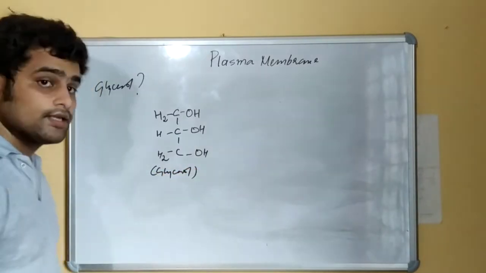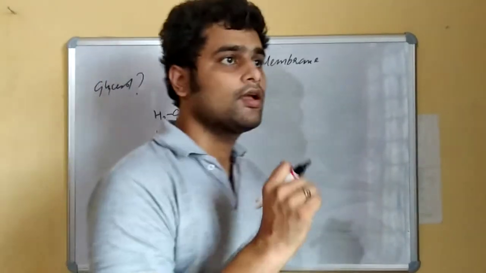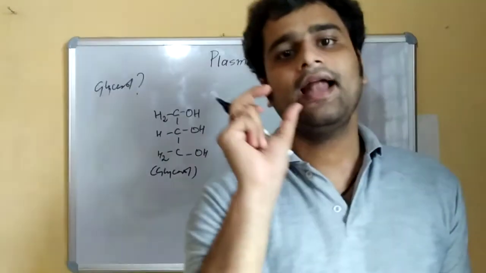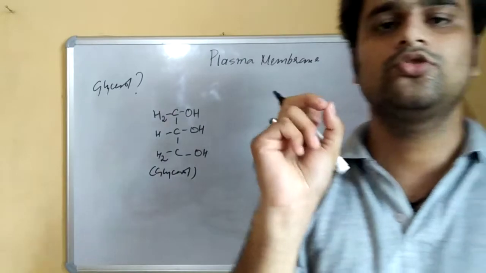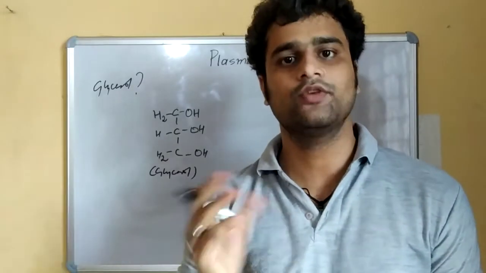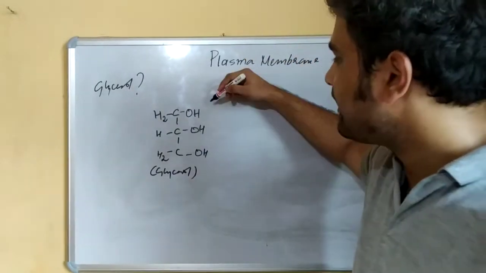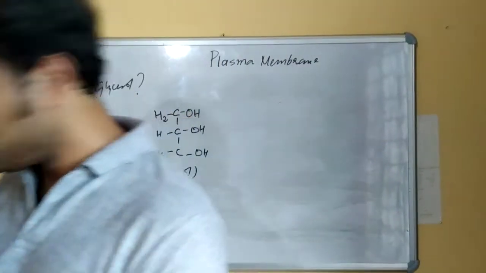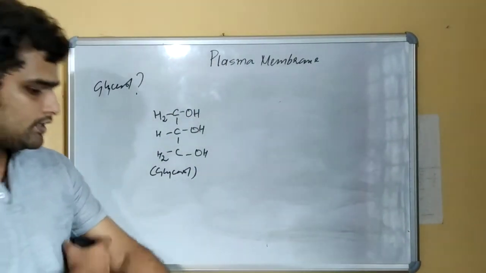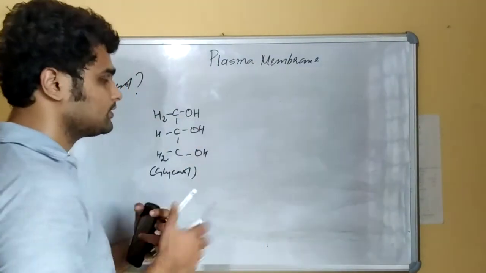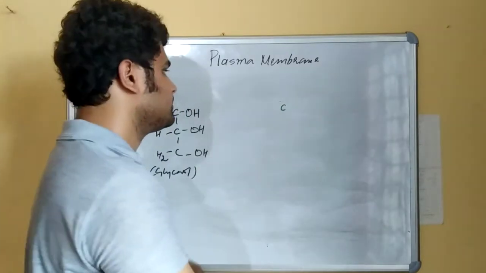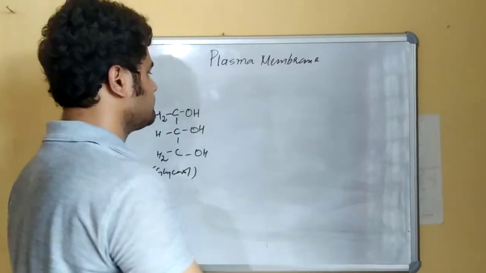Now, if I add a fatty acid to one of the carbons of glycerol, what will happen? If I add a fatty acid to one of these carbons, how will the molecule look? Suppose this is a fatty acid here. Let me draw it a bit closer.